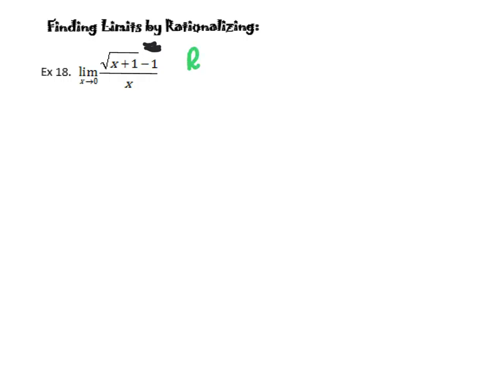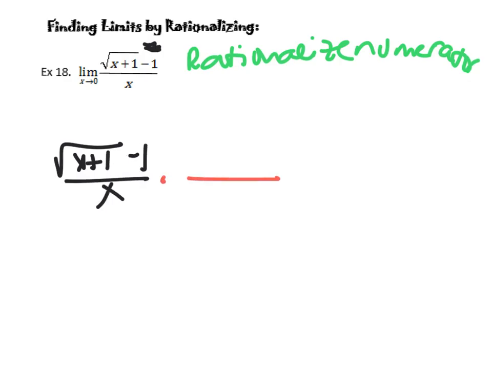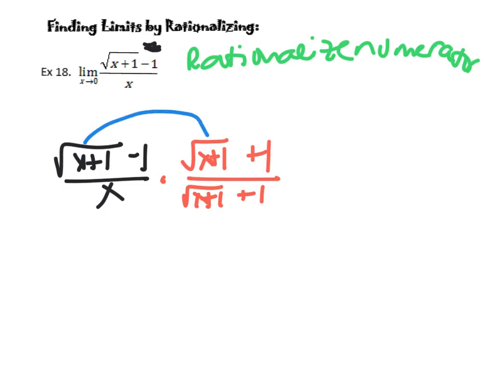So in this case, you're going to rationalize the numerator, which means if I have square root of x plus 1 minus 1 over x, I need to multiply by its conjugate, square root of x plus 1 plus 1 over square root of x plus 1 plus 1. When I FOIL, that's going to give me square root of x plus 1 times square root of x plus 1 gives me x plus 1. Then my outside and my inside will cancel. And then when I do my last, my negative 1 times my positive 1 is negative 1.